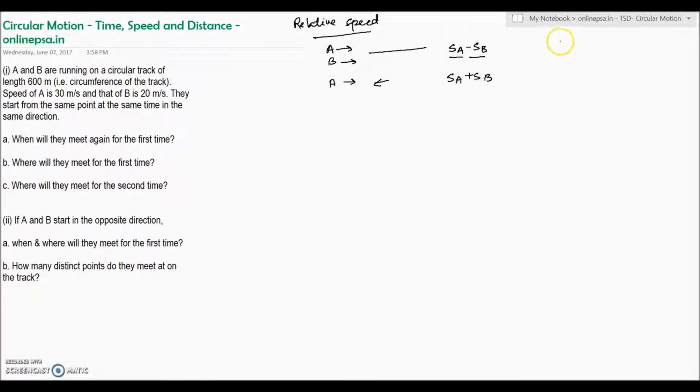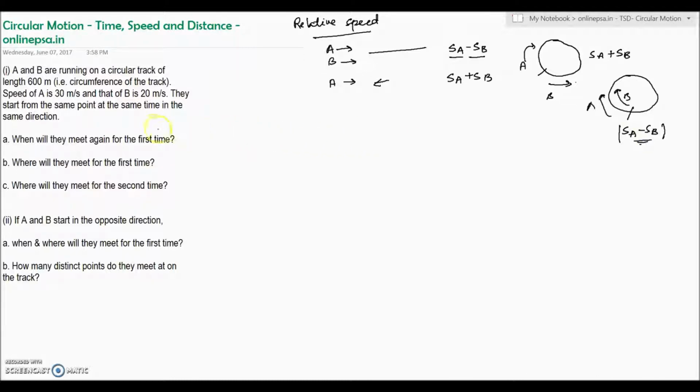Similarly, for circular motion also, if there is a circular track and A and B start in the opposite direction from a common point, their relative speed will be SA plus SB. And if they are in the same direction, both A and B, their speeds will be relative to each other, so they will kind of minus out each other.